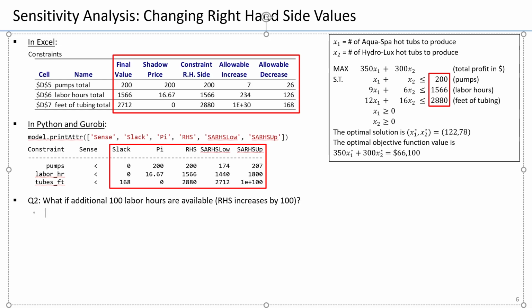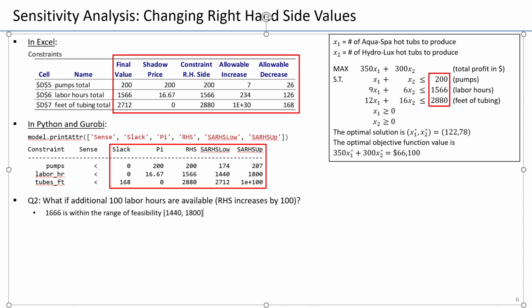Can I conclude something from the sensitivity report about this? Yes, I can. So as before, the first thing is an increase by 100 of the right-hand side, that was 1566. The result will be 1666 labor hours. And this is, again, within the range of feasibility, which is given here, from 1440 to 1,800. So we are still within the range.